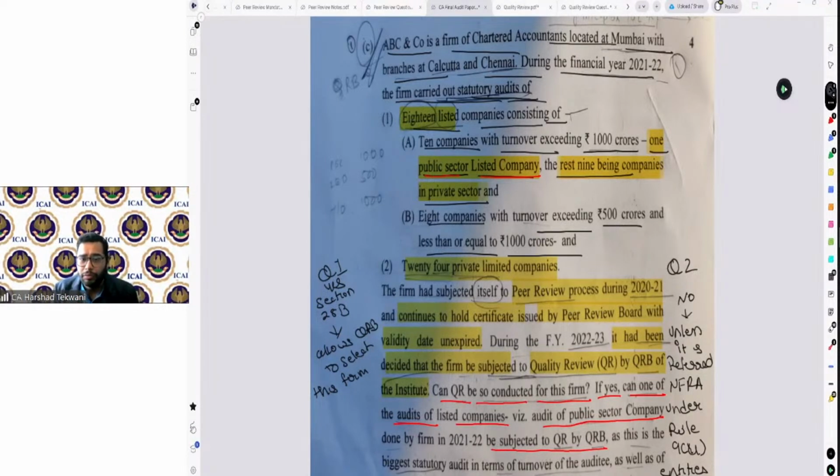Any doubt, guys? Any doubt? Are you clear with this question which was asked in yesterday's exam? Why yes in question number 1, and why no in question number 2? Are you clear? Any doubt, guys? Okay. If no doubts, then I propose to conclude the session here.